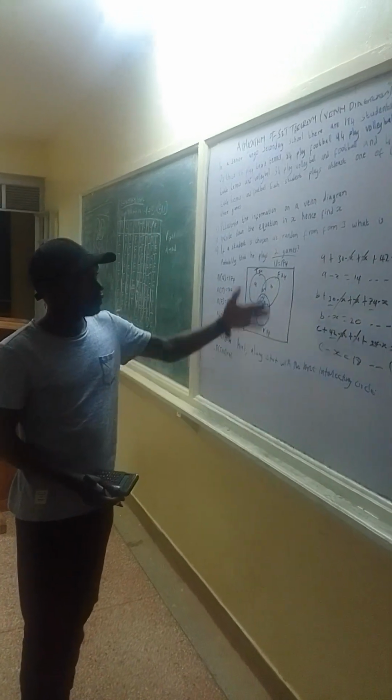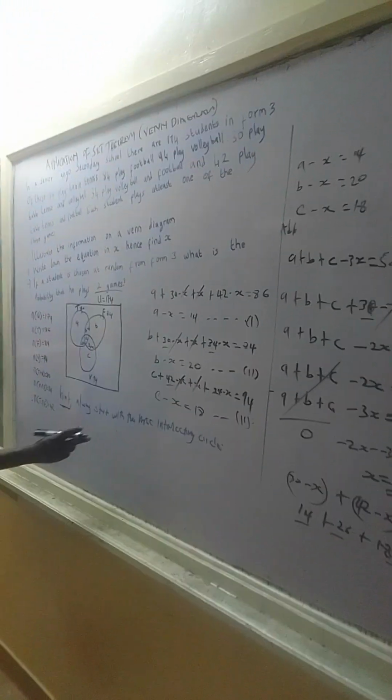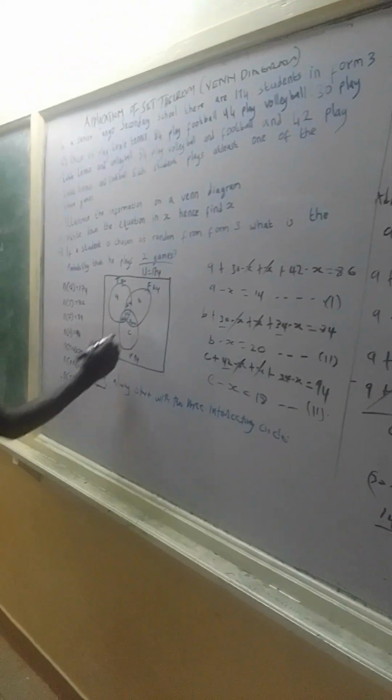So it's simple, follow this step, and remember, always start with the 3 intersecting, where the 3 intersect, like here.